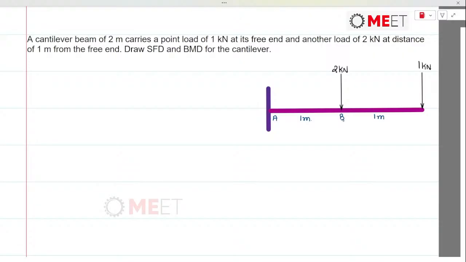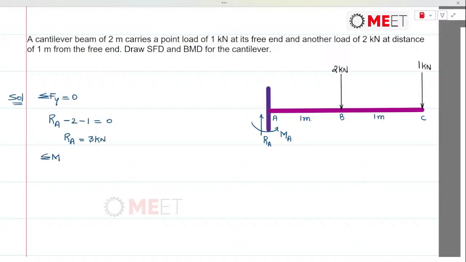So let's name the points. The fixed point is A, the point where 2 kilonewton is placed will be B, and this will be C. First we calculate the reaction forces. Summation of forces in y direction should be equal to 0. At the fixed end, there will be a vertical reaction as well as a reactive moment. So Ra minus 2 minus 1 equals 0, so Ra will be equal to 3 kilonewtons.